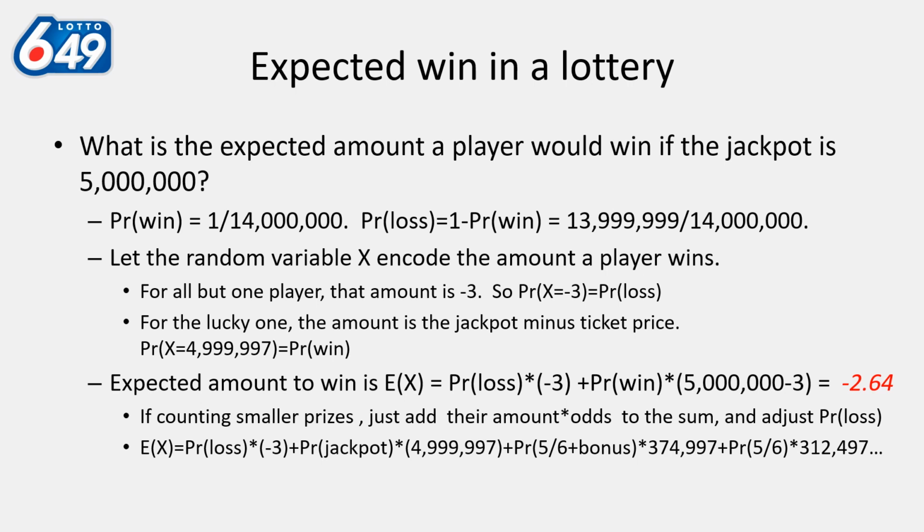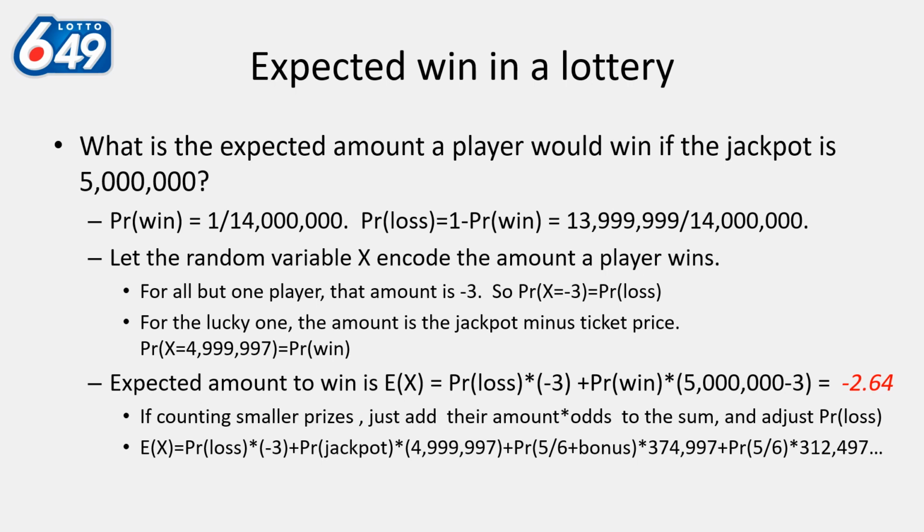So what is the expected amount a player would win if the jackpot is 5 million? So now we are talking again about expectation. On average, for an average person who plays the lottery, what would be the win? Well, if chances of winning are 1 in 14 million, then the average person is going to lose, right? So let's do the actual calculation. So probability of loss is 14 million minus 1 over 14 million. Probability of a win is 1 over 14 million.